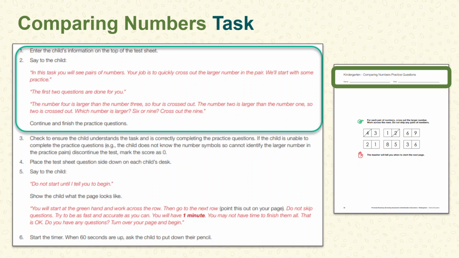The first two questions are already done for you. The number 4 is larger than the number 3, so the 4 has been crossed out. The number 2 is larger than the number 1, so 2 is crossed out. Which number is larger, 6 or 9? Cross out the 9. And then you would have the child continue and finish the remaining 3 practice questions.